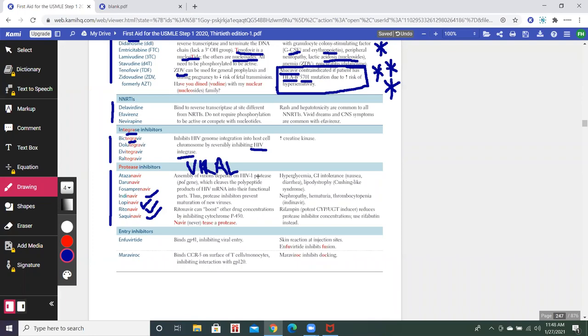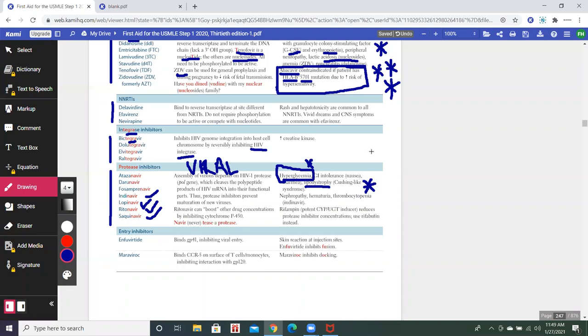Now, the adverse effects for protease inhibitors are high yield. Protease inhibitors can cause hyperglycemia, that is high yield. They are responsible for causing lipodystrophy. This is exceptionally high yield. You will get a question from this 100%: which HIV medication is responsible for lipodystrophy. Lipodystrophy basically means abnormal accumulation of fat in different parts of the body.